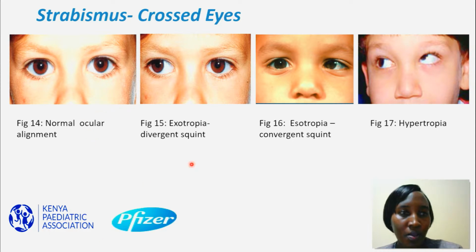In instances when you have strabismus, the eye either deviates outwards, like in figure 15, you have the right eye deviating outwards, and this is called exotropia. Sometimes you have the eye deviating inwards, like in figure 16, and this is called esotropia. And there are cases the eye deviates upwards, and this is called hypertropia.